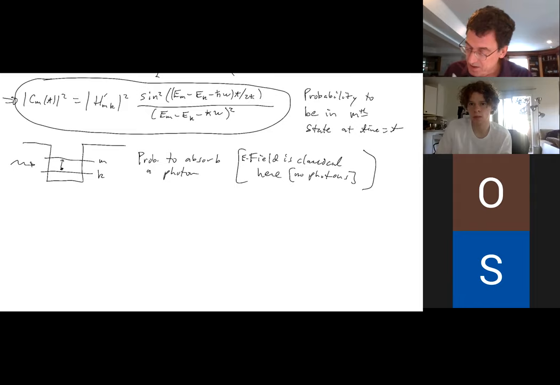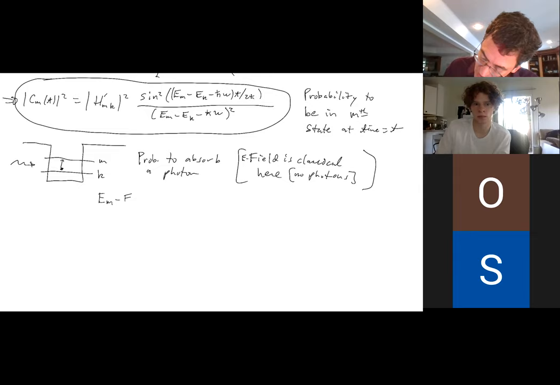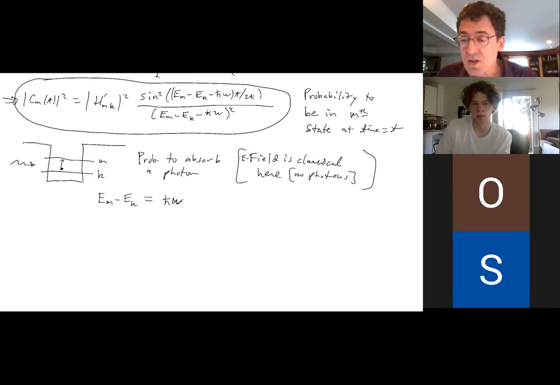And I also want you to see something else, which I think is not very intuitive the first time that you see this. When you look at this, I'll ask you: I have my final state and I have my initial state. And here's a question. Does the difference between the final state and the initial state have to equal h bar omega? Does it have to? Yes or no?